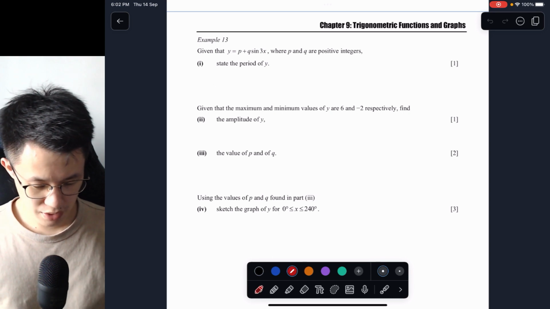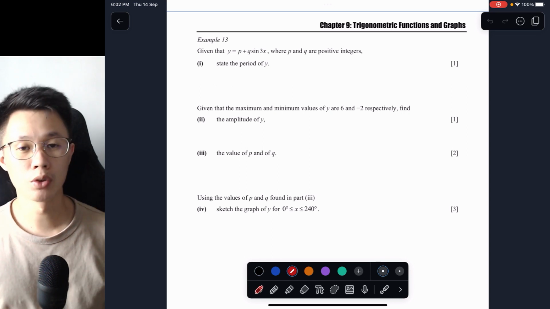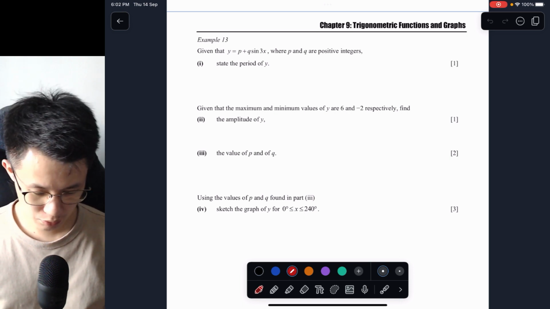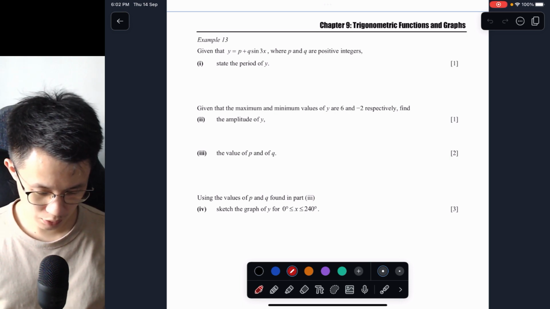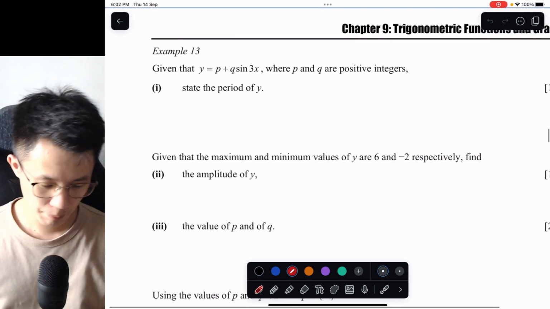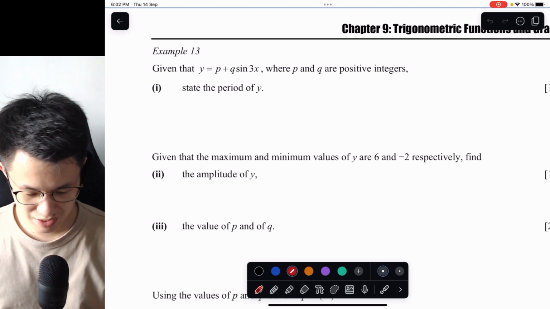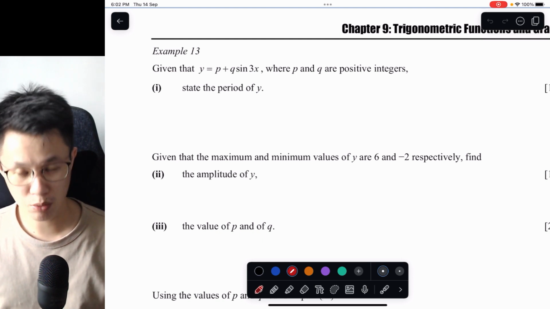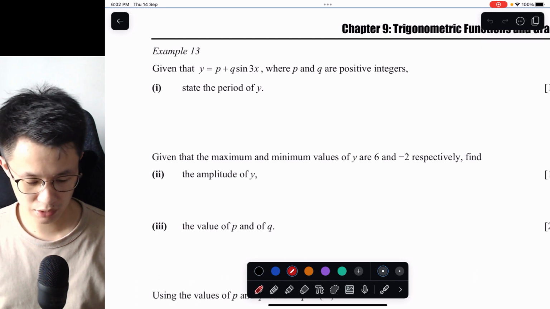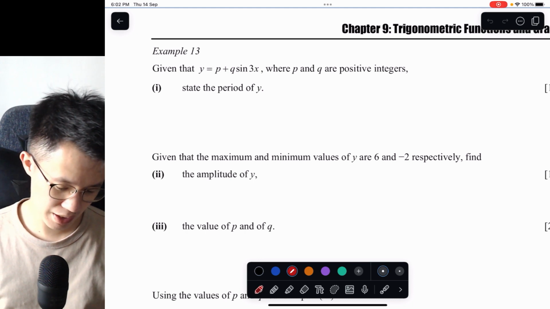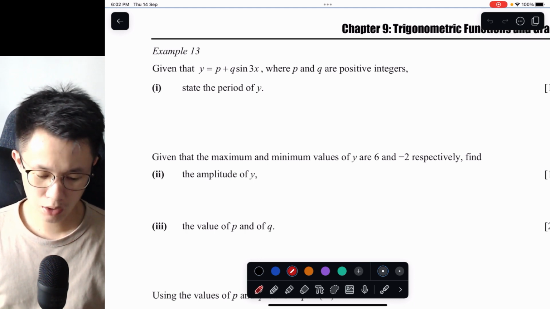Okay, we're gonna look at an example where we have an unknown sine function, and we have quite a few things, and we want to be able to draw such a thing. Or even before that, we state certain things. Right now we are given this function: y equals p plus q sine 3x, where p and q are positive integers. We want to state the period of y.